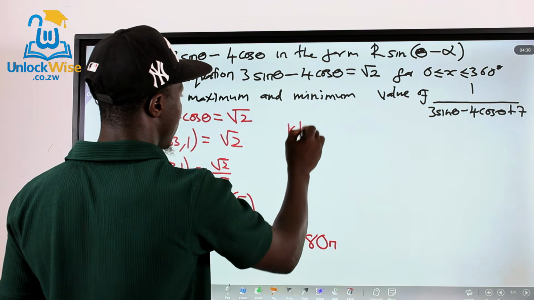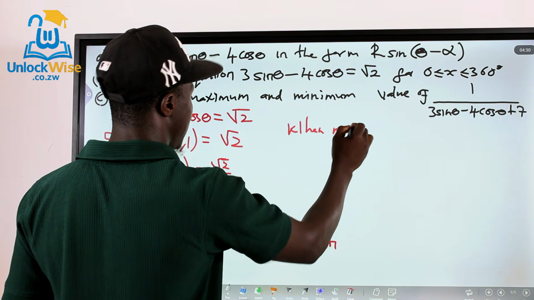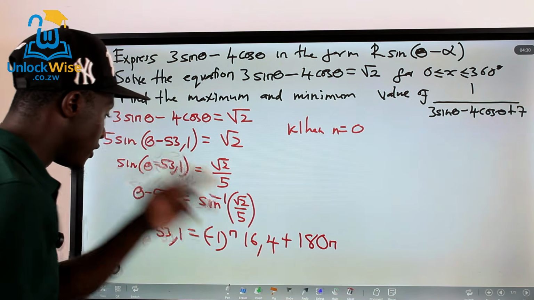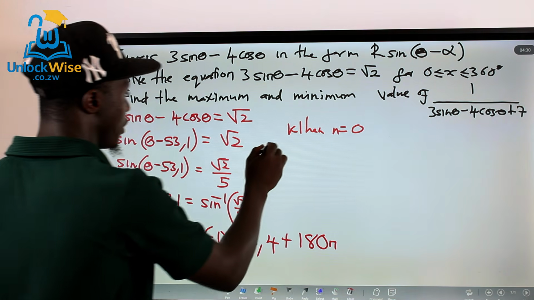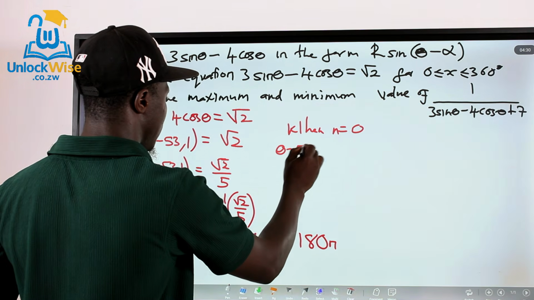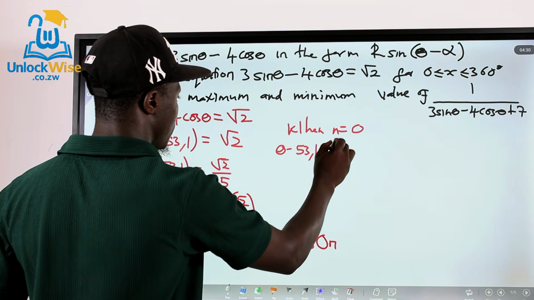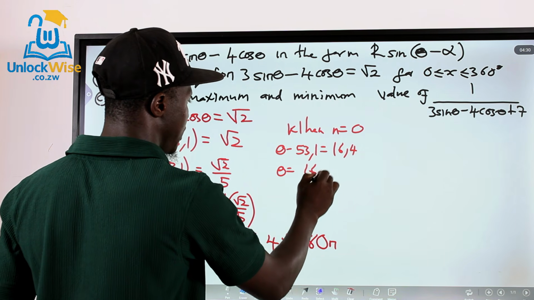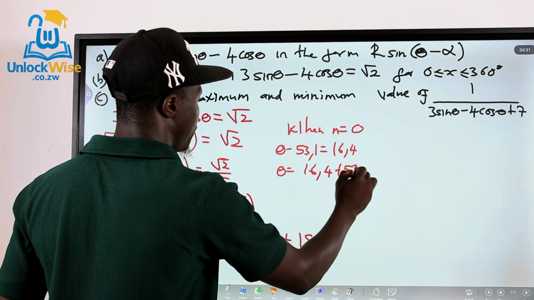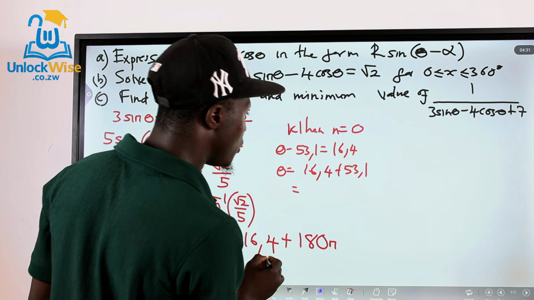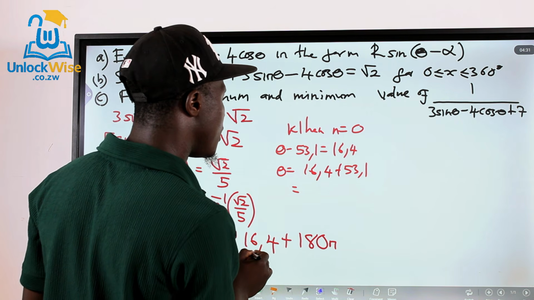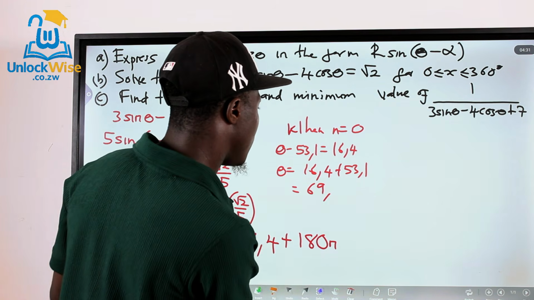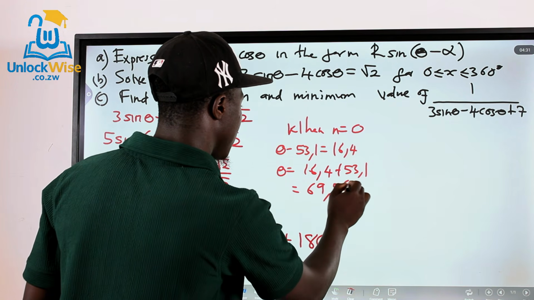We're going to say when n is equals to 0. When n is equals to 0, 0 here, 0 here, we are going to be left with theta minus 53,1 is equals to 16.4. So theta will be equal to 16.4 plus 53,1, which is equals to 69.5. Yeah, that's it, 69.5 degrees.